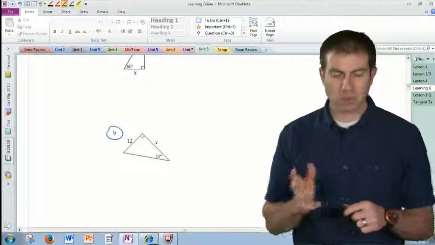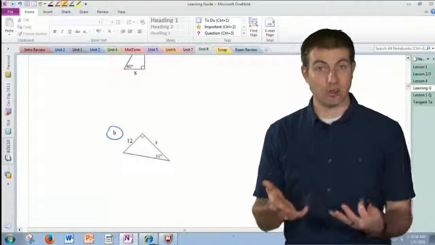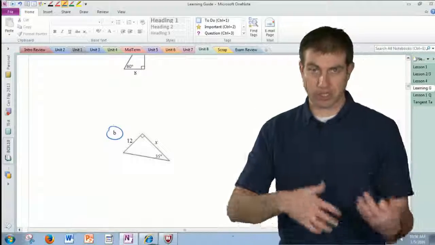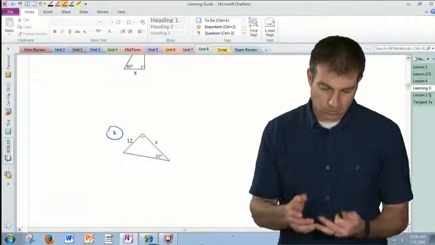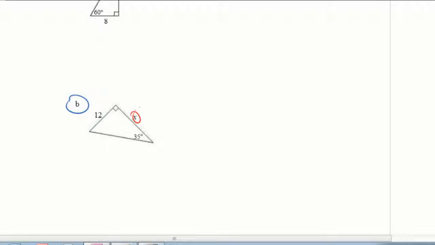So remember, when we're dealing with the tangent ratio, we need to figure out what angle we're dealing with and then measure our sides from that angle. So in this case, I'm trying to find this x. I'm trying to find how long the side is here. And we've been given one angle. The angle we're given is down here in this corner.